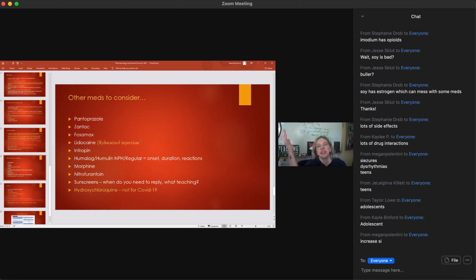These are ones I had no idea where to put. So, I just gave you what they had. Zantac kind of could have gone with the other stuff, but they had it listed, so I want you to have it. Lidocaine, xylocaine injection. Oh, we already talked about Humulin and that stuff, but I want to make sure you guys think about the onset and duration. Morphine. I don't think I talked about that. I think that was on your other test too.